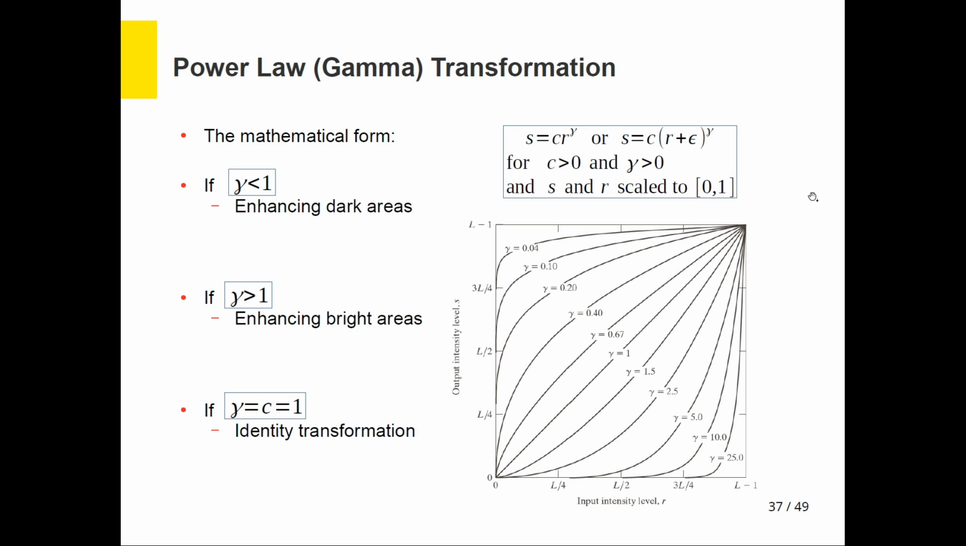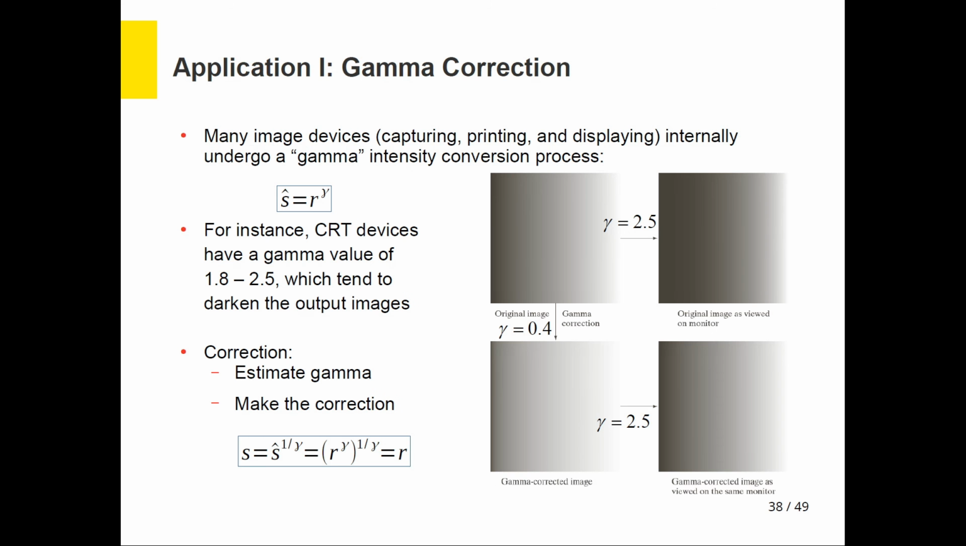1. So what happens with different values of gamma is that if gamma is less than 1, we enhance the dark areas of an image. If gamma is greater than 1, we enhance the bright areas of an image, and if both of them are 1, that is basically the identity transformation. So S becomes R, which is not very meaningful. So by changing the values of gamma, we can create a wide range of functions that we can apply to different images. So now let's see some examples.